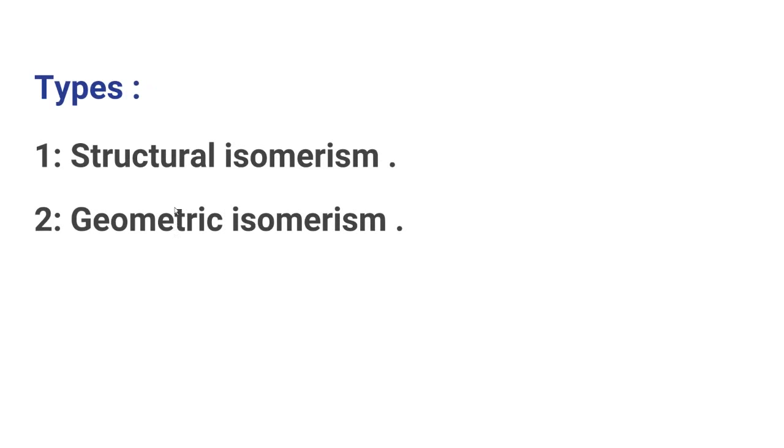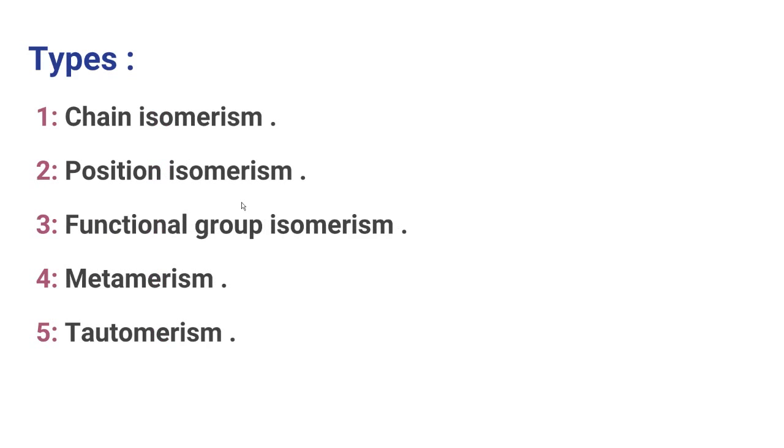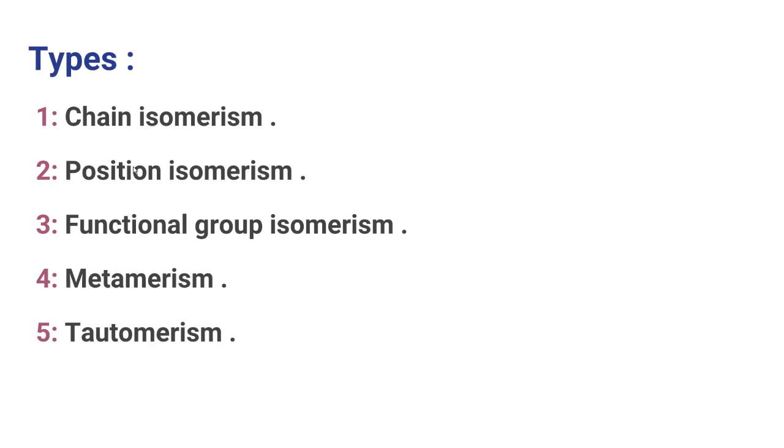There are two types: structural isomerism and geometric isomerism. Now let's see what structural isomerism is. This type of isomerism arises due to the difference in the arrangement of atoms within the molecules. Structural isomerism can be exhibited in 5 different ways: chain isomerism, position isomerism, functional group isomerism, metamerism, and tautomerism. In the first 3 types, the definition is hidden in the names, as is elaborated in the next part of the video.